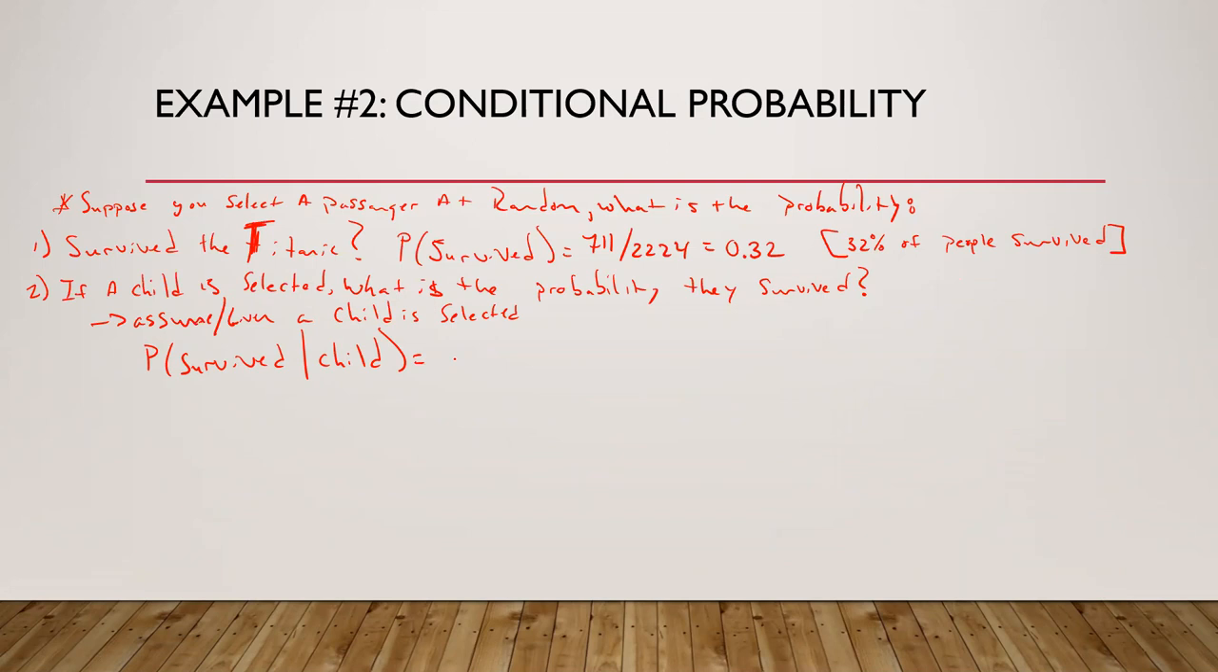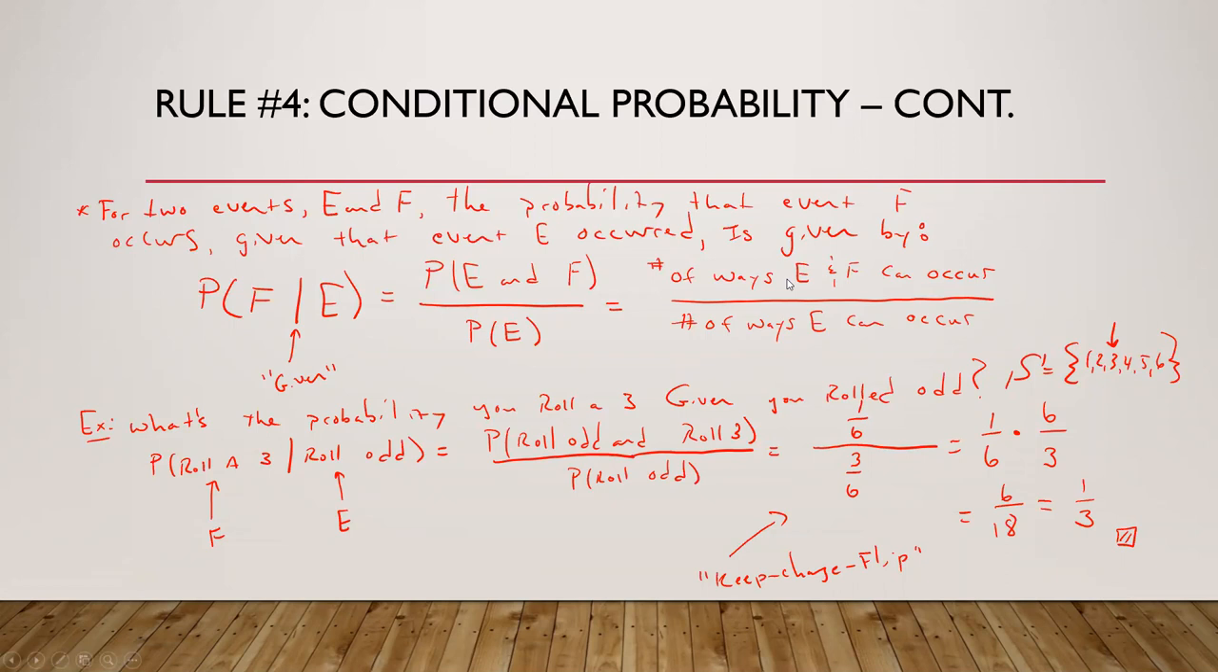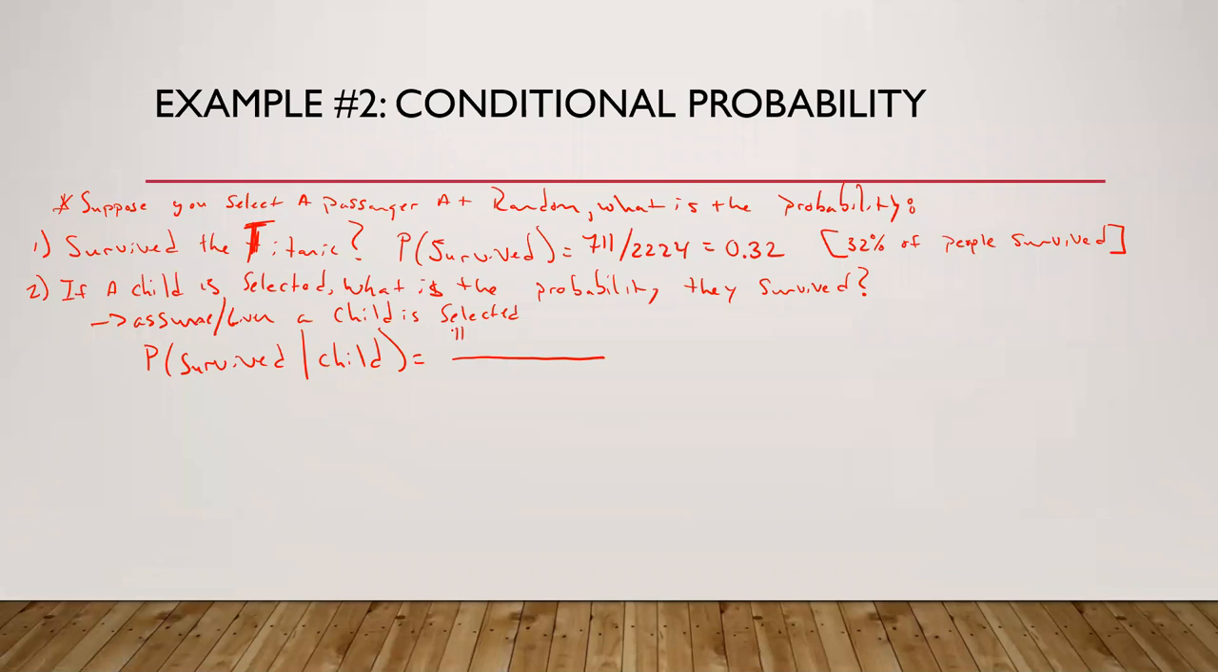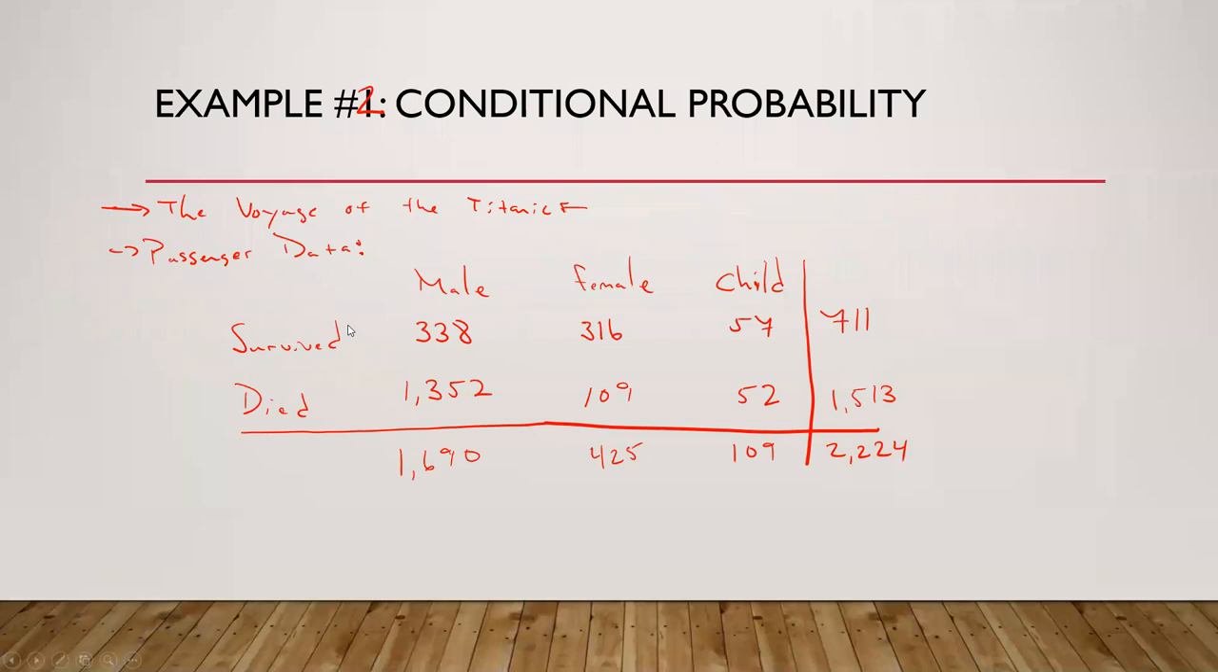Looking back here, I'm going to use this one here. It's the number of ways E and F can happen. So it's the number of children and survived. Then you divide it by the number of ways whatever the given is. So you're going to divide this by the number of children.